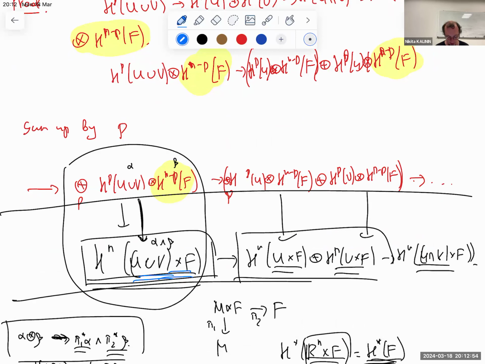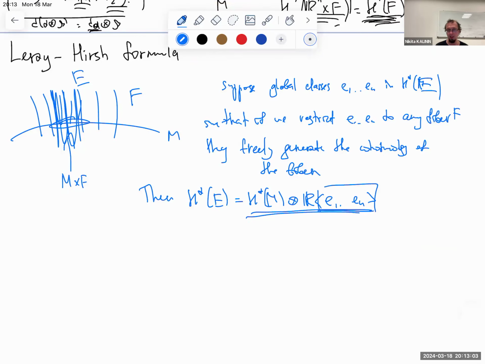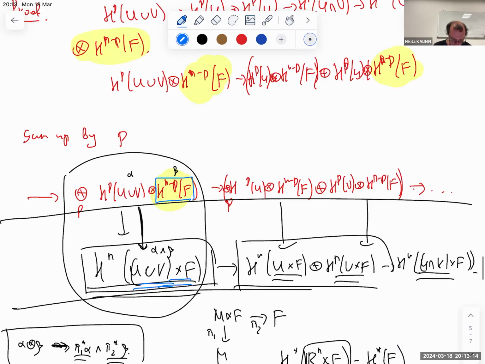And then we just tensor this H of M with the part generated by the classes e1, ..., en. Right, so we can always restrict these classes e1, ..., en to any part of our manifolds, and then here it will be the same formula, and here it also will be the same formula.